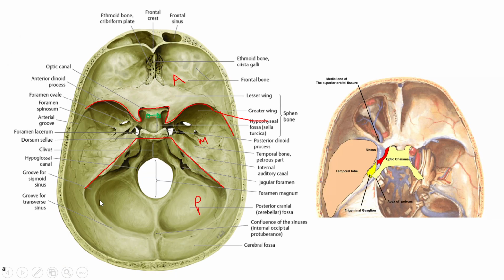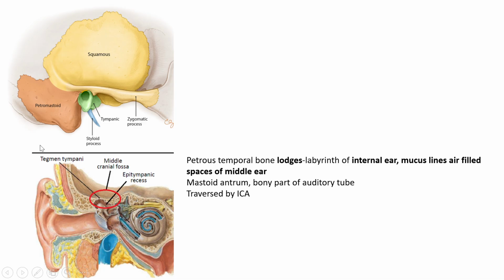So what is the tegmen tympani? If you see, this is the anterior surface of the petrous temporal bone, and here you will see the arcuate eminence, and anterior to the arcuate eminence this area is the tegmen tympani, and this tegmen tympani is basically forming the roof of the tympanic cavity.